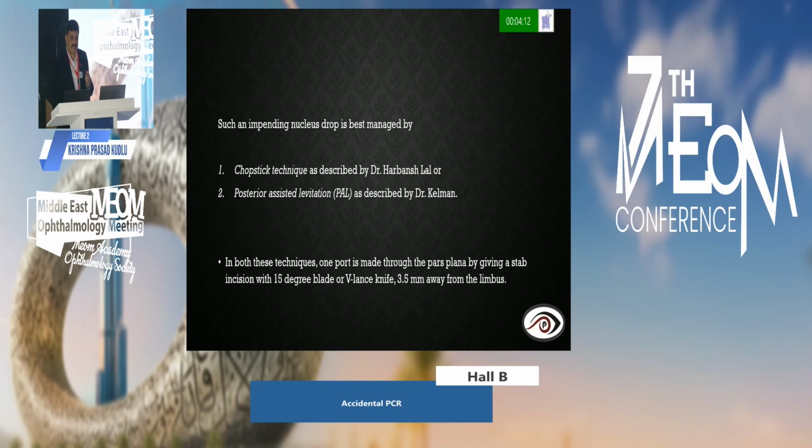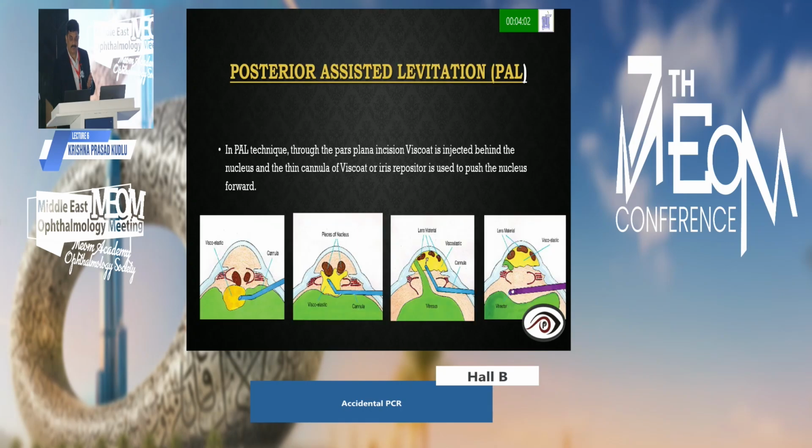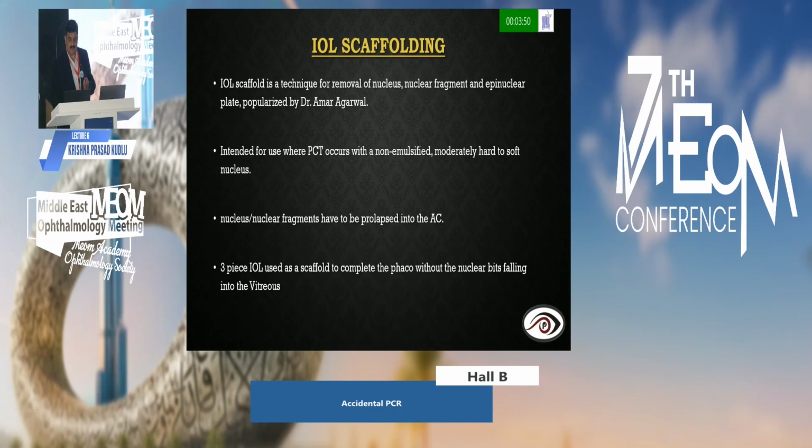So, some of the techniques which have been described by a few of our friends, one is by Dr. Harbans Lal, this is called the chopstick technique, and the second one is posterior assisted levitation by Dr. Kelman. So, what we do in the PAL technique, through a pars plana incision, the viscoat is injected behind the nucleus and a thin canal of viscoat or an iris repositor is used to push the nucleus forward.